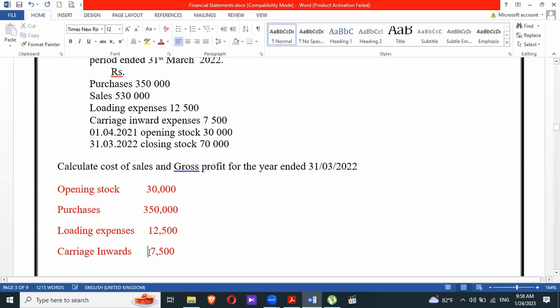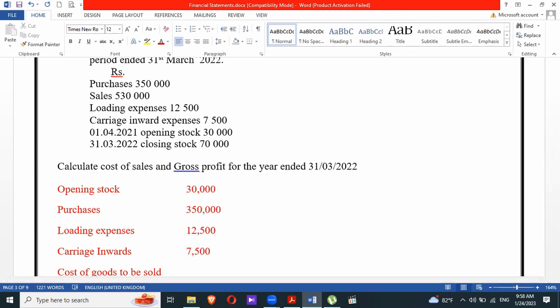Those who can do this from your own, you can do, right? For others only I'm doing this. So I told you opening stock plus purchase related expenses. There are two, loading expense and carriage inwards. We call it as cost of goods to be sold. Cost of goods to be sold, right?